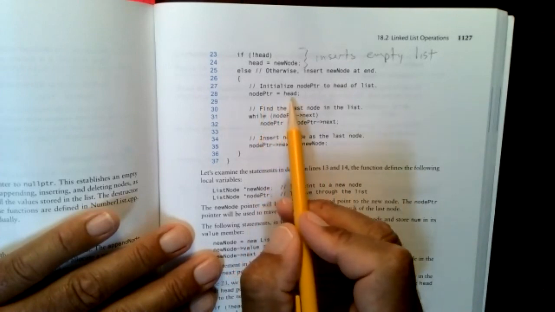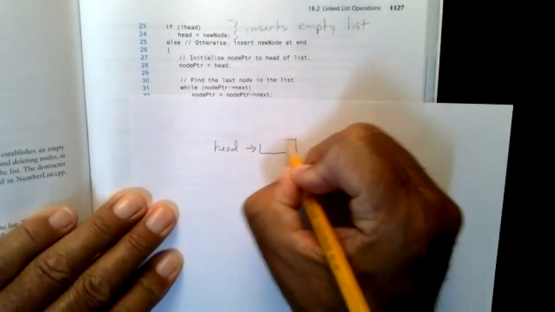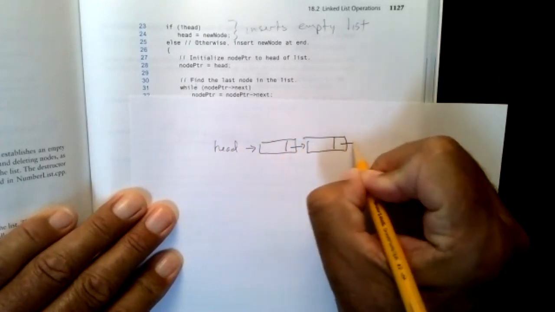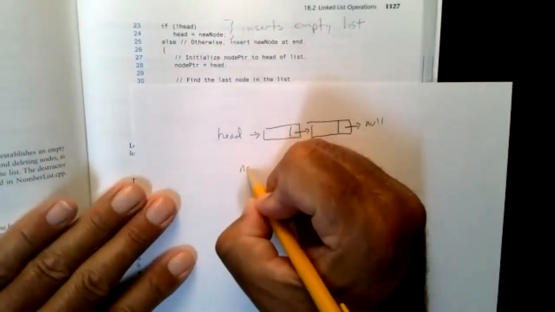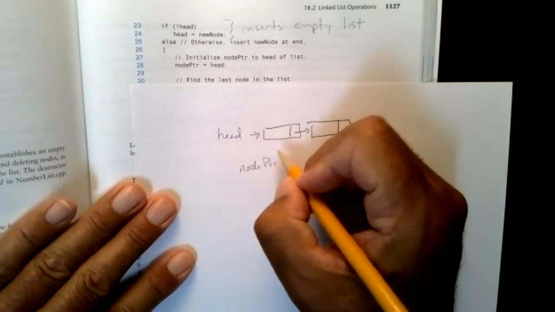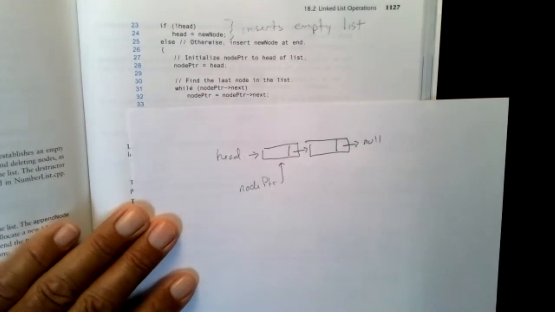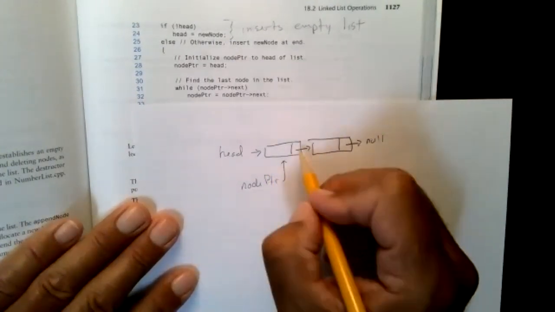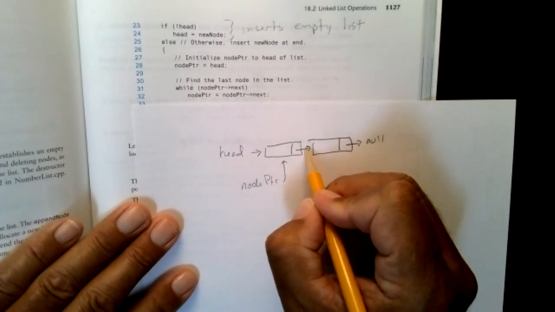Again, this is pointing to the head. Where is my paper? Here it is. And again, I'm going to draw the diagram. So right now, I have head. It points to a node. It points to a node. And that points to null. Now, if I look at the code, node pointer gets the value of head. We used one called temp, they're using node pointer. Now, while node pointer's next, which is this guy, is true, then node pointer gets that value.